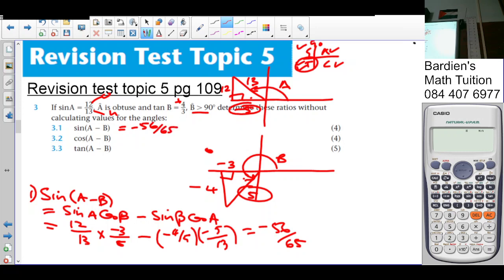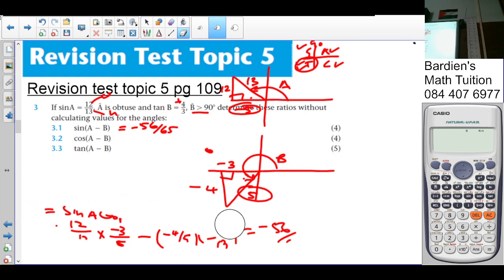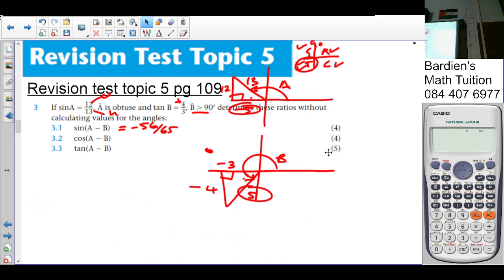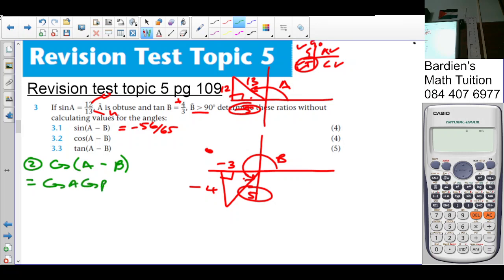So I'm going to take this off here, because as you can see, the space doesn't permit us to leave it on the board. Cos of (A minus B), cos expansion. We can't apply this straight from the diagram, because we got angle A and we got an angle B triangle here. Can you see that, people? That's why I can't use A minus B. So it's going to be cos A cos B plus sine A sine B.